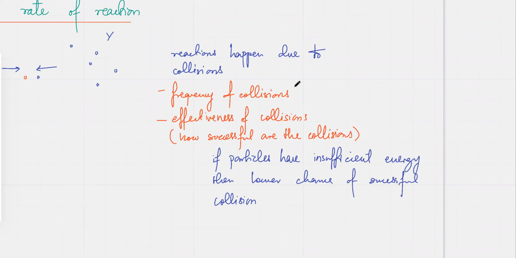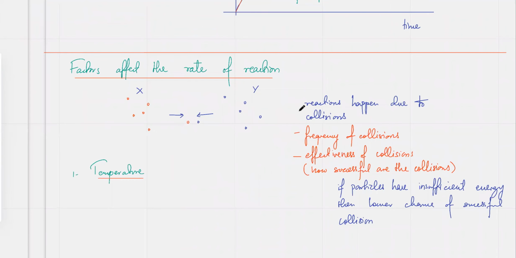Okay, if particles collide 100 times and not a single time is there a successful collision, then the rate of the reaction would be exactly 0. Nothing is happening. Although they are colliding, it's not leading to a reaction. Okay, it's like somebody trying to break a piece of wood. If you don't hit the wood with enough force, it's not going to break down. So this is what you're doing to atoms. When atoms and molecules collide, they kind of break down and new things are formed. So the collisions have to be effective, they have to be successful.